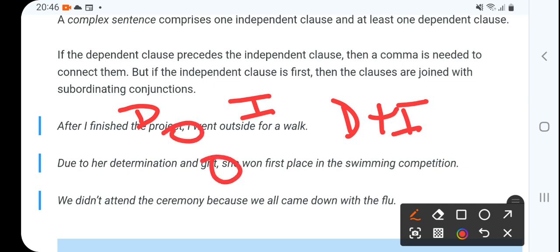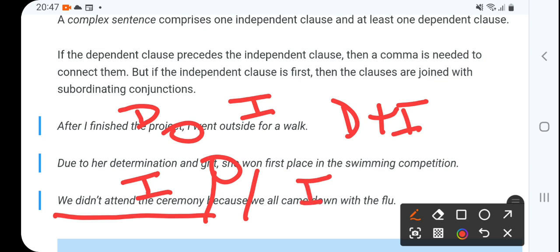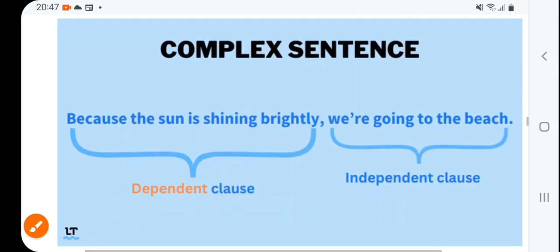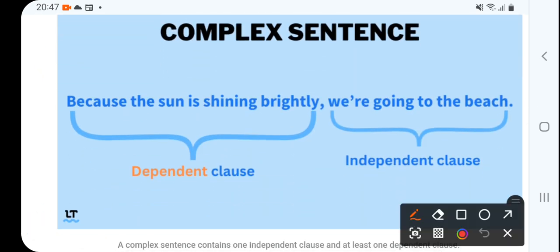But if the independent clause is first, then the clauses are joined with a subordinating conjunction. This is the independent clause, and this is called a subordinating conjunction. So, joined by a subordinating conjunction, right? Now, the sentence is what? A complex sentence. As the name suggests, a complex one. Dependent clause or independent clause.